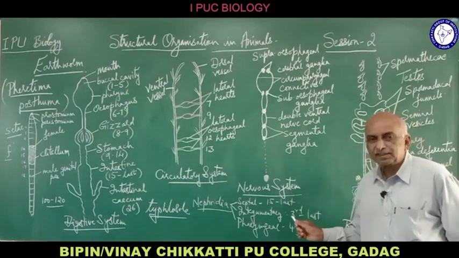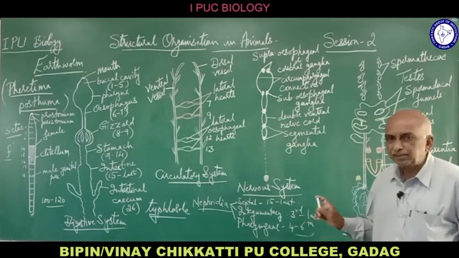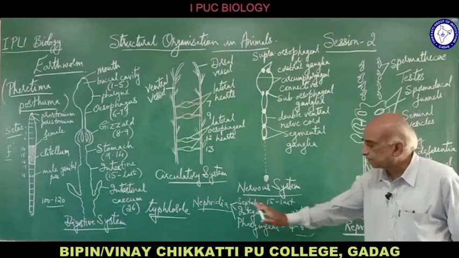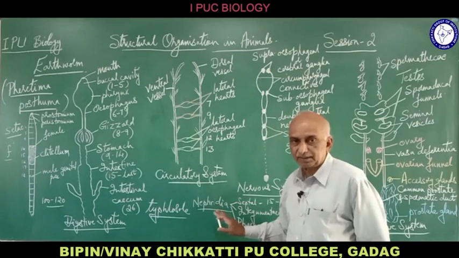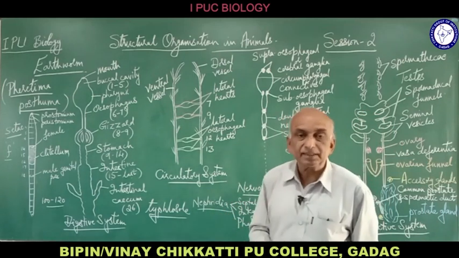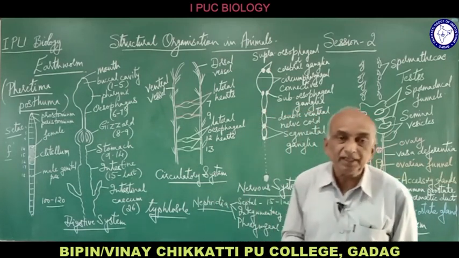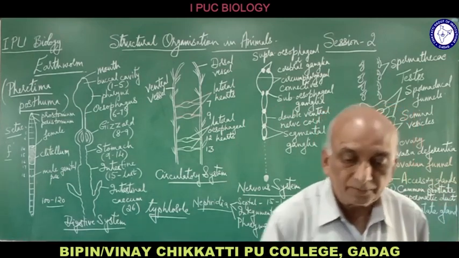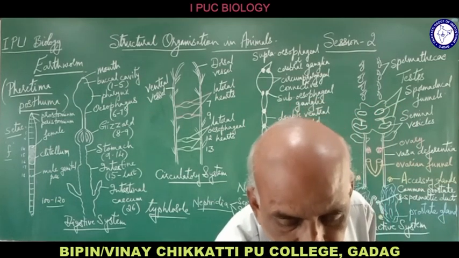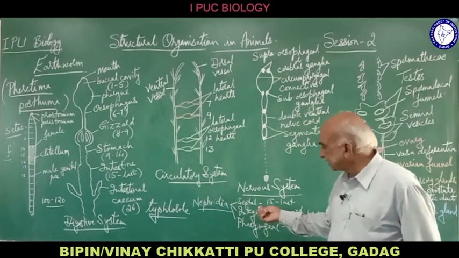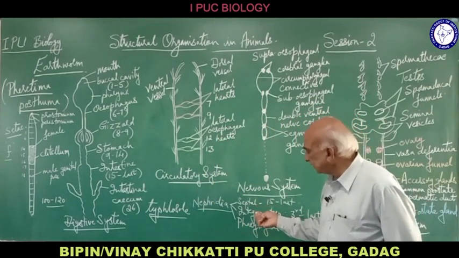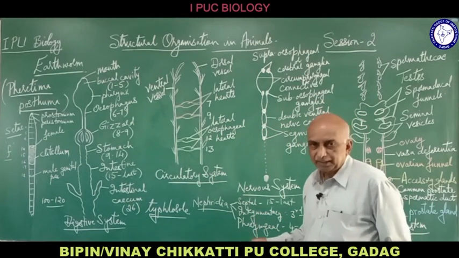So the excretory system, we can say, is very simple. It takes place by nephridia. These are the excretory organs. That is why the excretory system is also called the nephridial system. This nephridial system is the excretory system of the earthworm. There are three types of nephridia which bring about excretion.